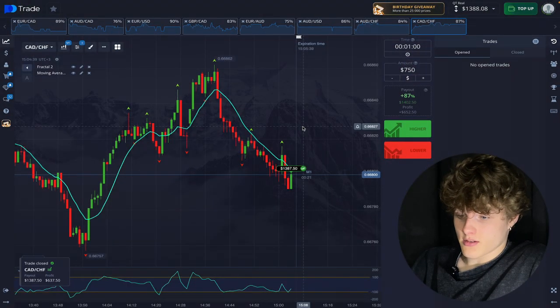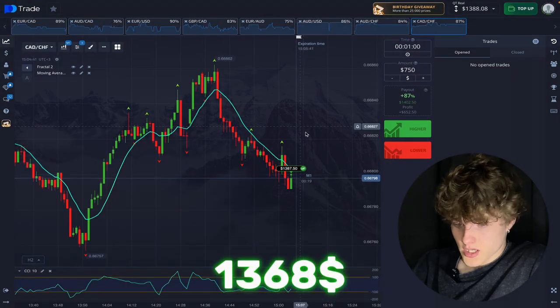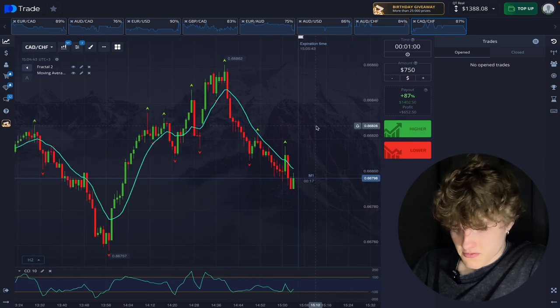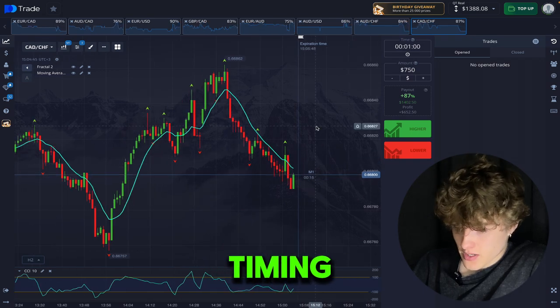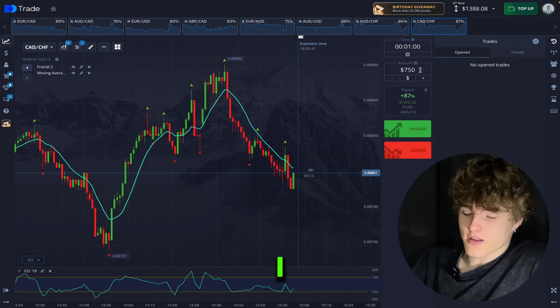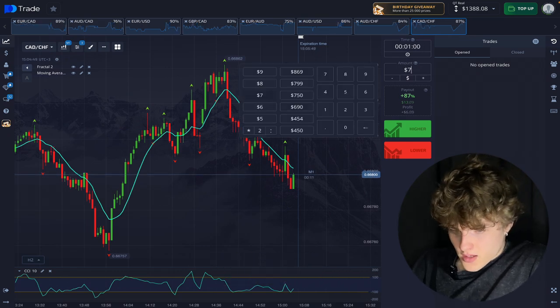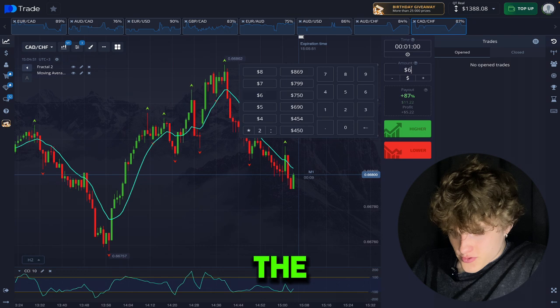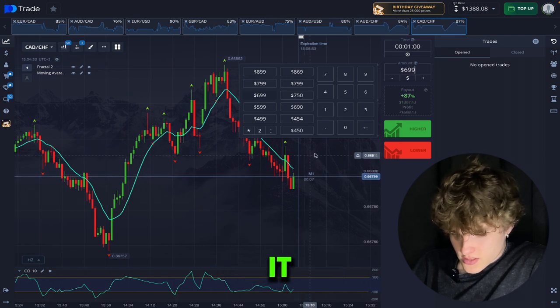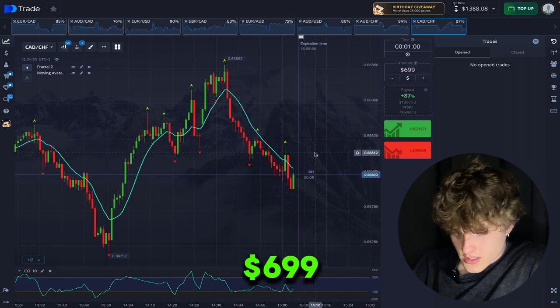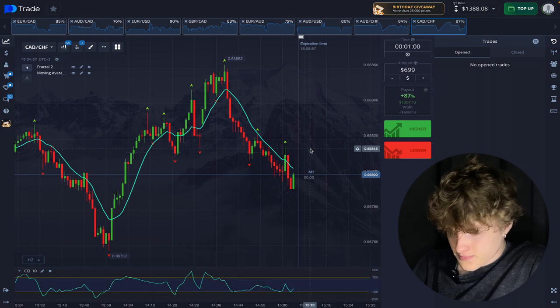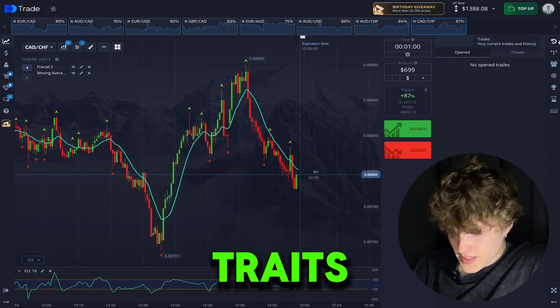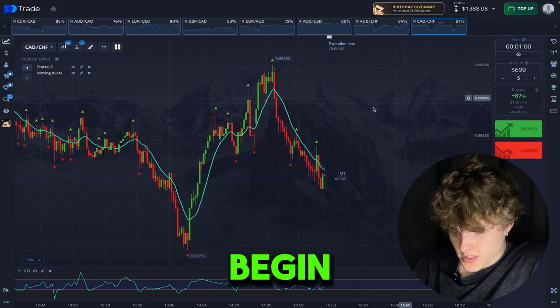And the first trade closed in the plus. Okay, even one candle was enough. In general, the correct timing of opening the trade, and I closed the trade in plus. Okay, let's change the amount of the trade. We'll change it to $699 and continue trading. I'll open two trades for the full amount of my balance. Let's begin.